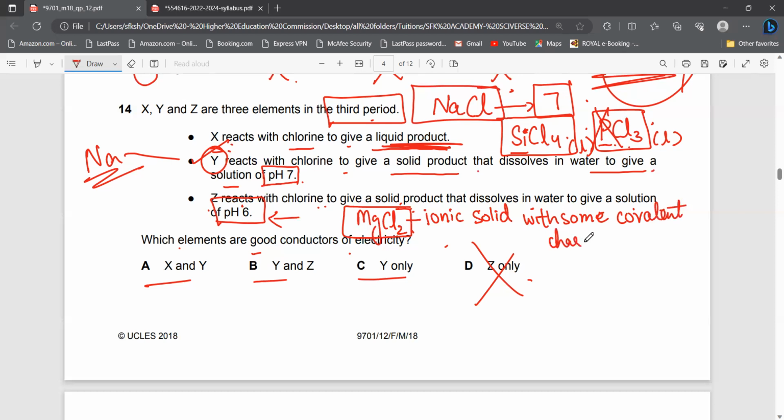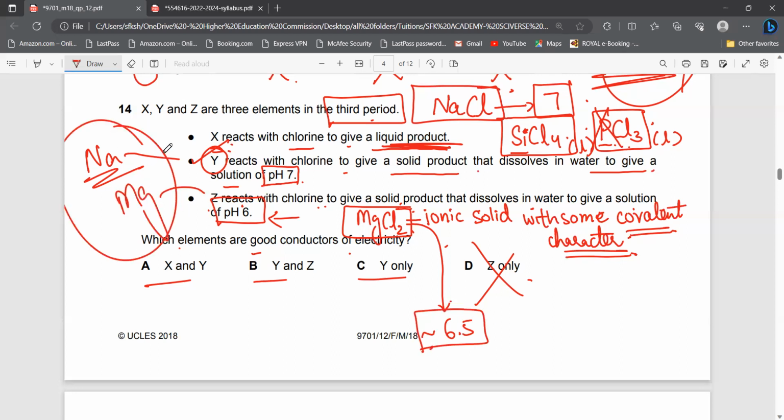तो मतलब, and you guys know that covalent compounds actually dissolve in water. When they do that, they give you acidic products, right? The pH becomes acidic in them. Magnesium chloride has some covalent character, so when it dissolves in water, it's going to turn the pH of water slightly acidic, approximately 6 to 6.5. So this Z has to be magnesium as well.